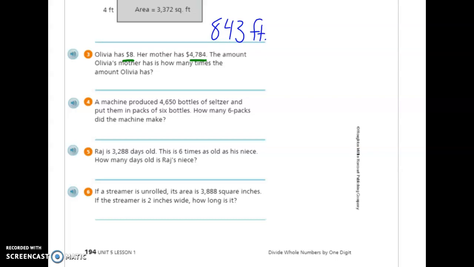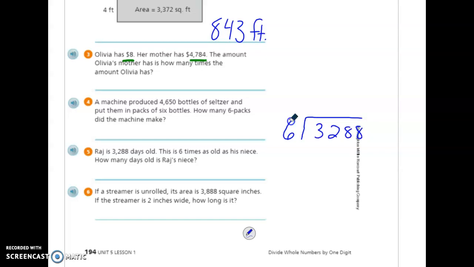So if I multiply those two numbers together, I'm going to get a huge number, and it's going to have the niece be older than Raj. This is actually a division problem again. Okay, so you're going to take the 6, put that on the outside, that's going to be our divisor, and then 3,288 is our dividend.